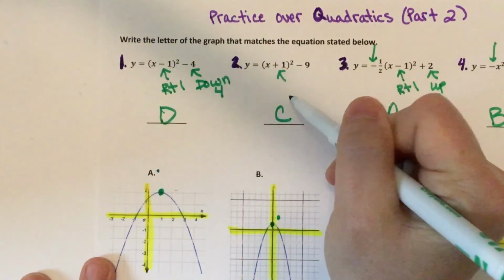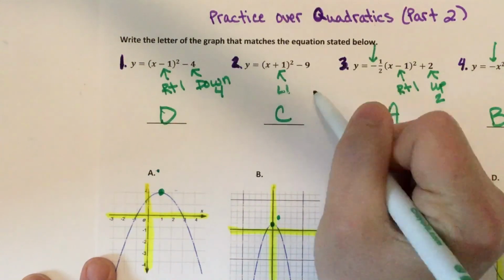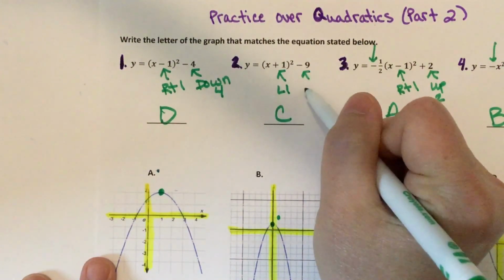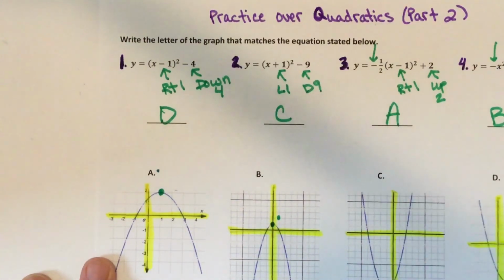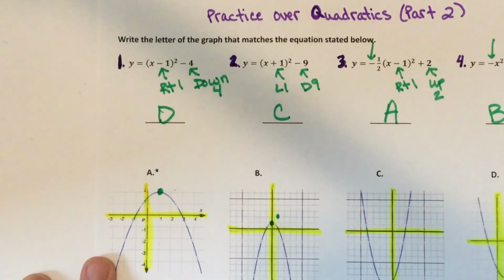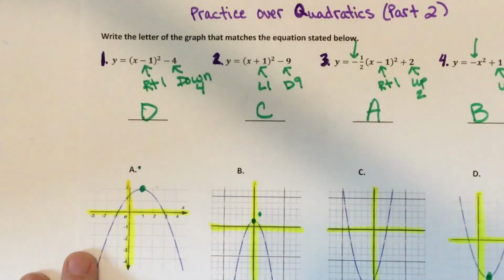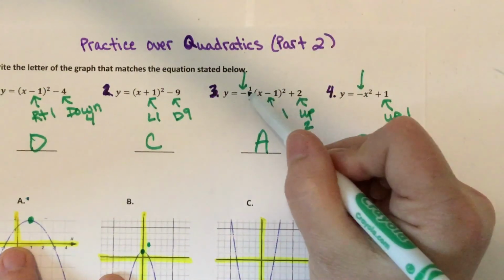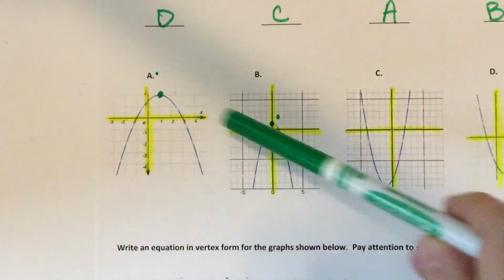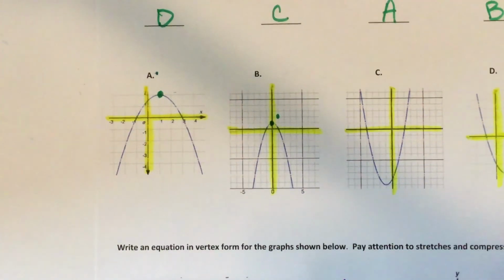The +1, just to practice, makes it go left. When it's in the parentheses, it's always opposite, and the -9 in the back makes it go down. And that's exactly what C's vertex does. It goes left 1, down 9. Remember, if you see a negative in the front, that means the graph opens down, and so that gave us a 50-50 chance of getting those two right.